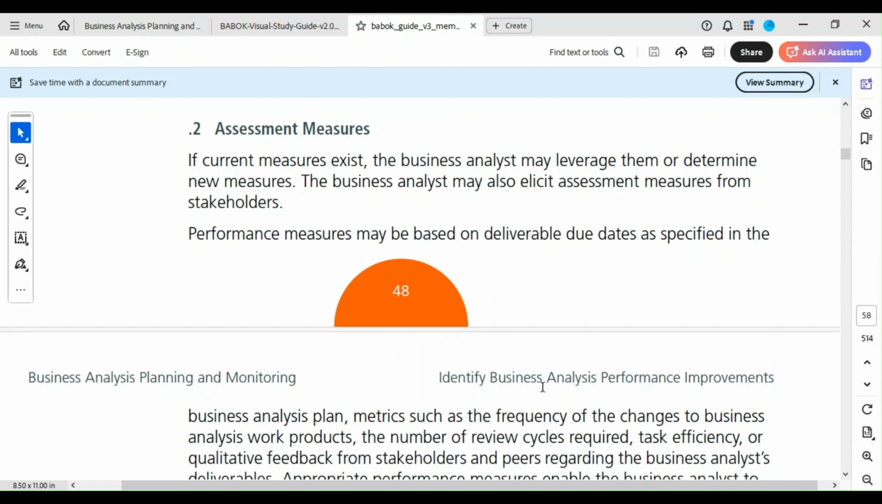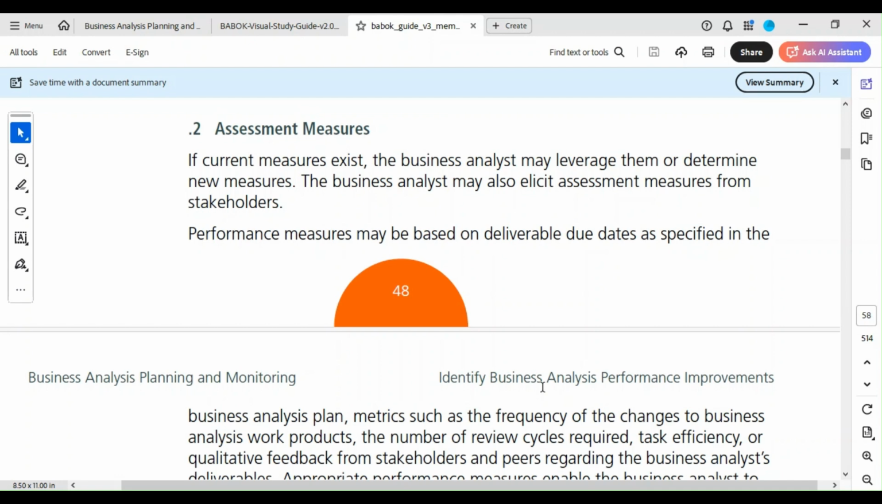The business analyst may also elicit assessment measures from stakeholders. Yeah, this is beautiful. You can also brainstorm with your stakeholder. What do you expect? At the end of the day, what measures do you think we can put this on to measure it? What would meet your standards? What would meet your expectations? So that is you trying to elicit, trying to collaborate with your stakeholders to know their expectations.